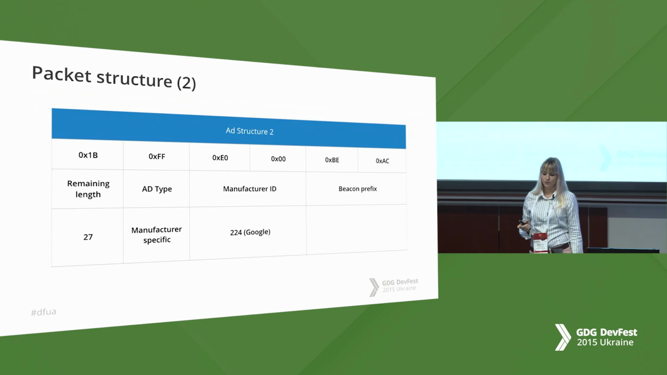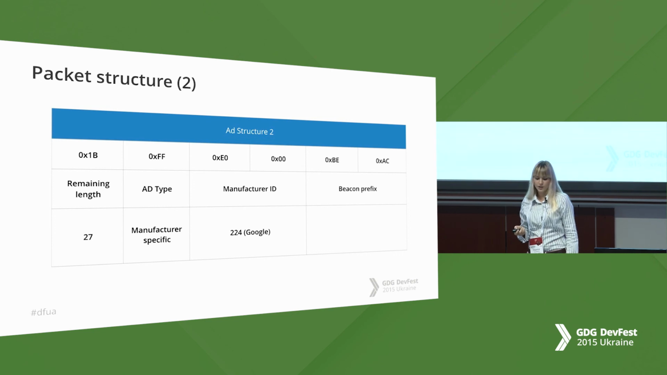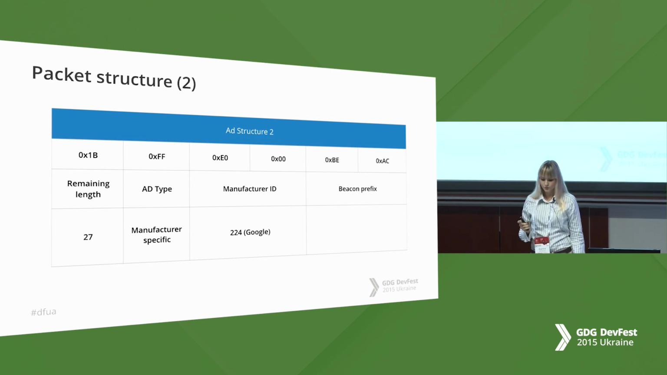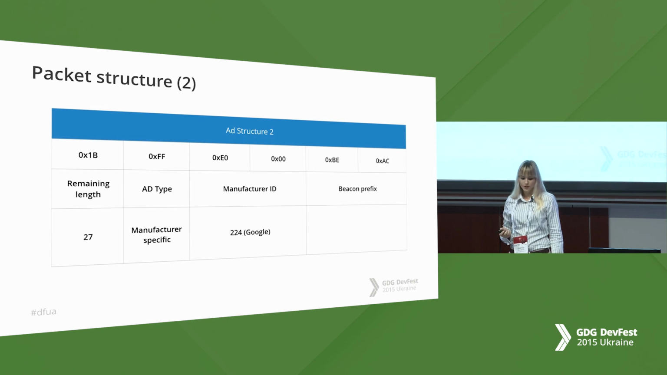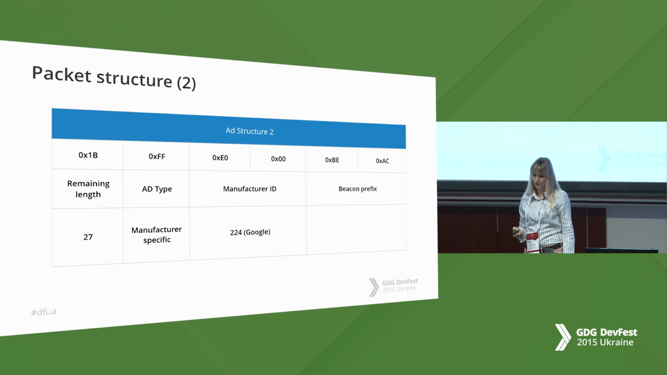The AD structure 2 is more interesting. So the first byte is the same, it indicates the remaining length. The next byte indicates the manufacturer specific type. FF indicates that it is manufacturer specific. And the next several bytes identify the vendor. So if you turn your device into a beacon emitter, it equals 224, that is the Google manufacturer ID. And if you use other beacons, it equals other values that correspond to the device beacon manufacturer. And the next 2 bytes indicate the beacon prefix.